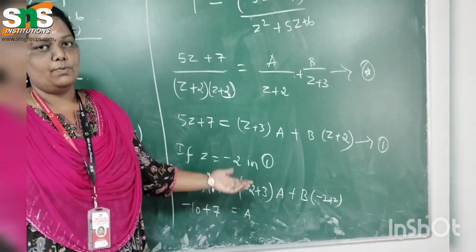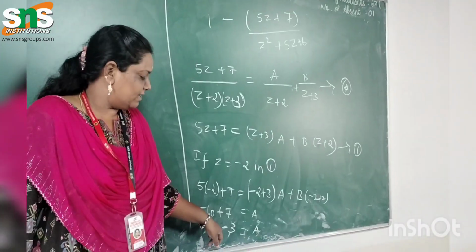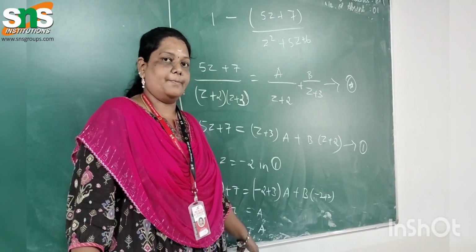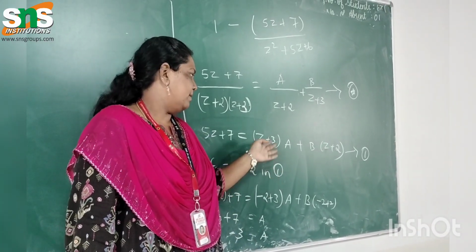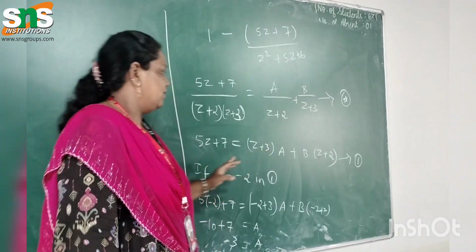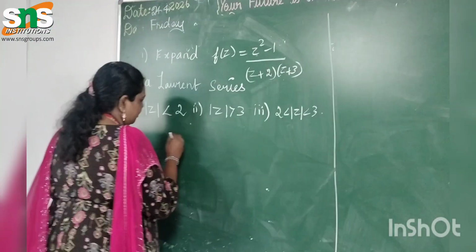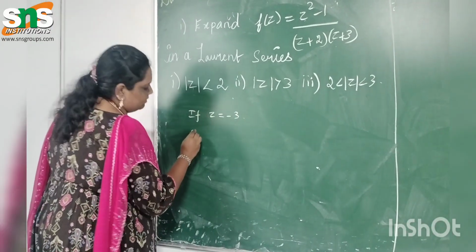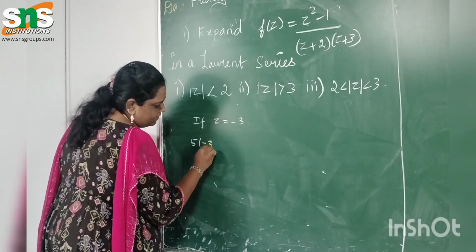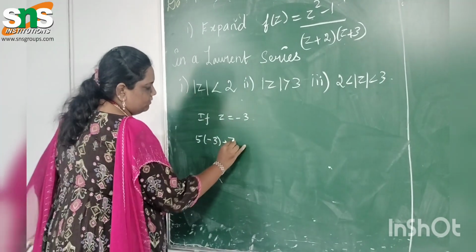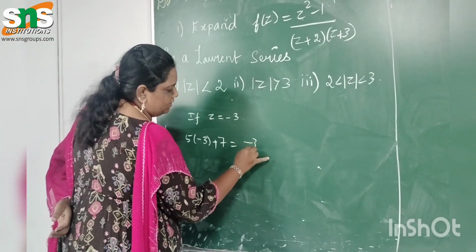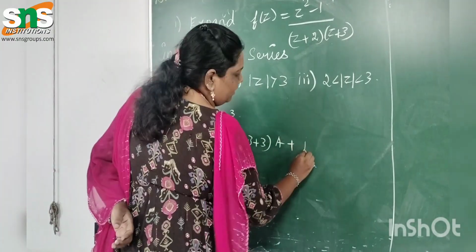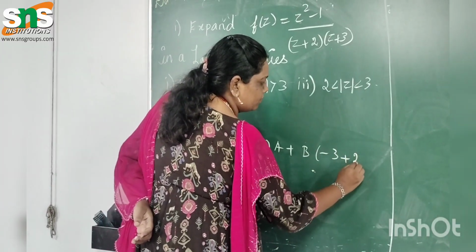Now we are going to continue with the sum. Minus 10 plus 7, which is equal to a, so we will get the value of a equal to minus 3. Now we are going to find the value of b by substituting z equal to minus 3. So if z equal to minus 3, then we will get 5 into z, so minus 3 plus 7, which is equal to minus 3 plus 3 into a plus b into minus 3 plus 2.